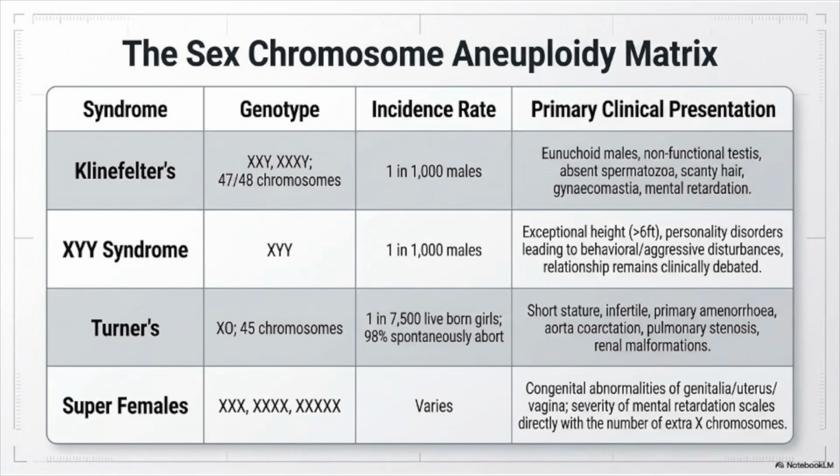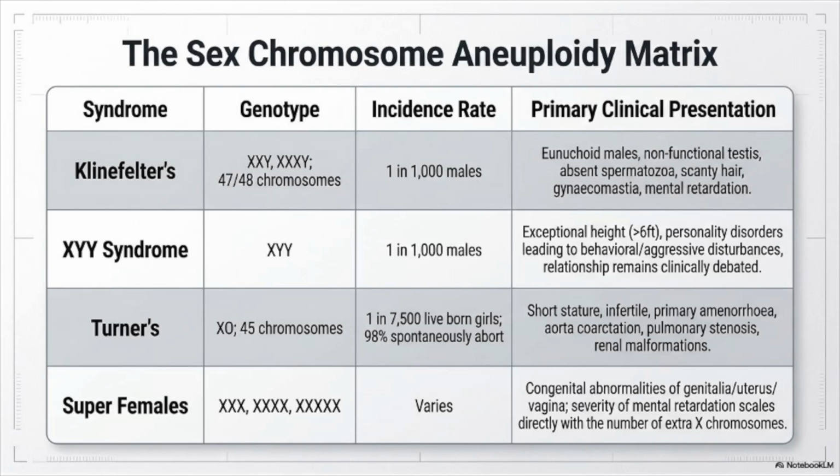XYY syndrome also affects about 1 in 1000 males and is associated with exceptional height above 6 feet, along with personality disorders that may lead to aggressive behavior, although the relationship remains clinically debated. Turner syndrome occurs in the XO genotype, affecting about 1 in 7,500 live born girls, though 98% of affected pregnancies spontaneously abort. Features include short stature, infertility, absence of periods, narrowing of the aorta, pulmonary stenosis, and kidney malformations.